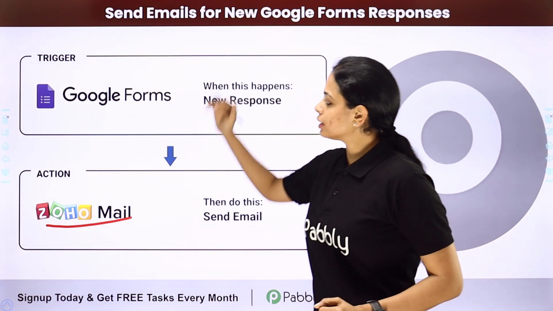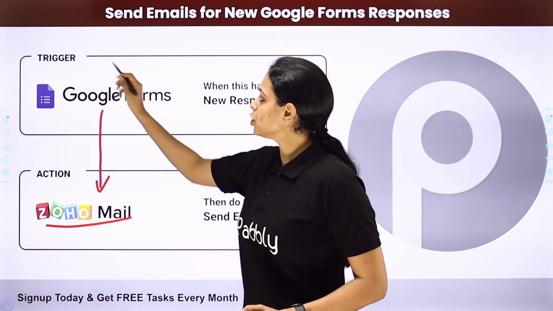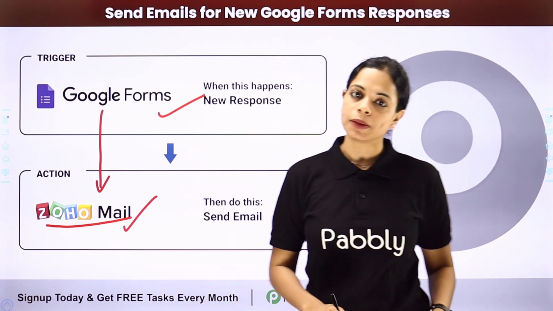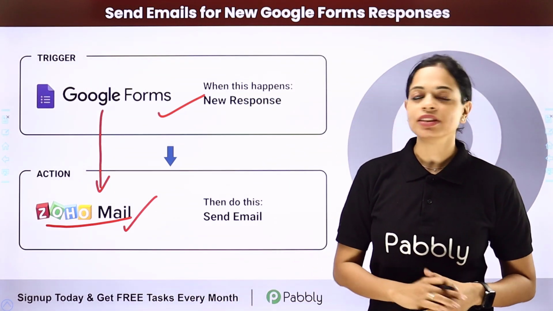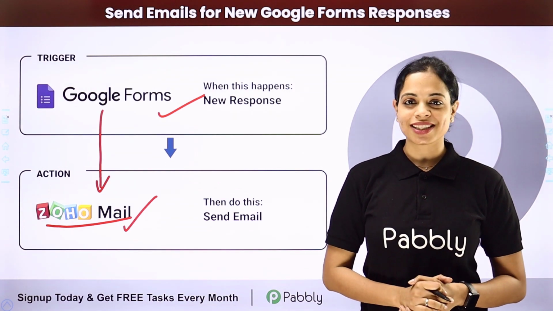Now you want this integration to be done, and the same thing can be done using Pabbly Connect software. Here your trigger application will be Google Forms and your action application would be Zoho Mail. How can you do this yourself, integrate and automate this entire process? To understand that, let me take you to my screen.